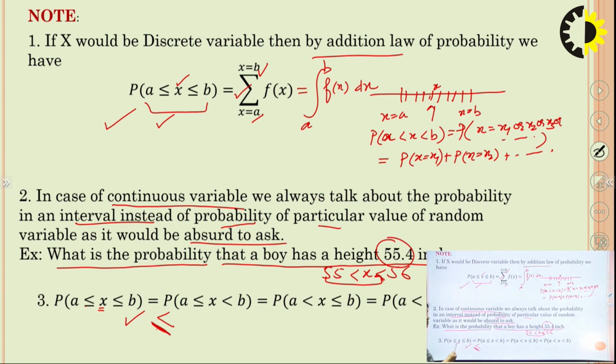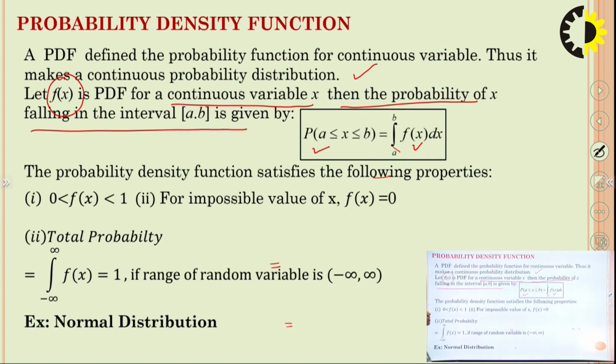But if we have this variable as a discrete variable, then we cannot have all these probabilities equal to each other. But in case of continuous variable, this equality does not matter. We have this one or this one or this one or this one. All these probabilities will assume the same value. So these are some important points about the probability density function. So I hope you have understood from where this integral has come in this formula.